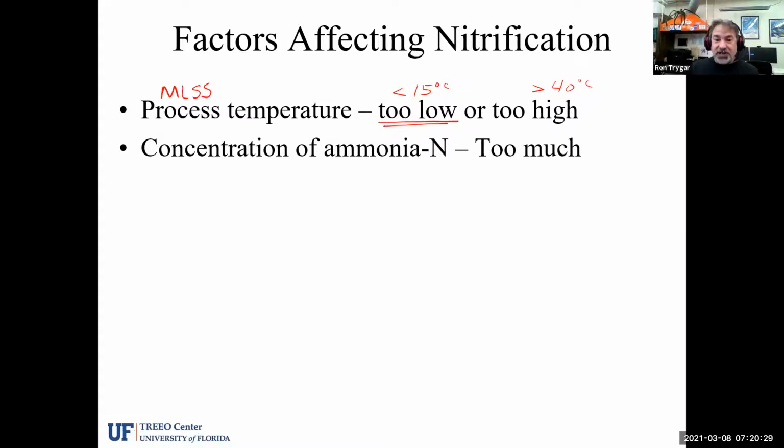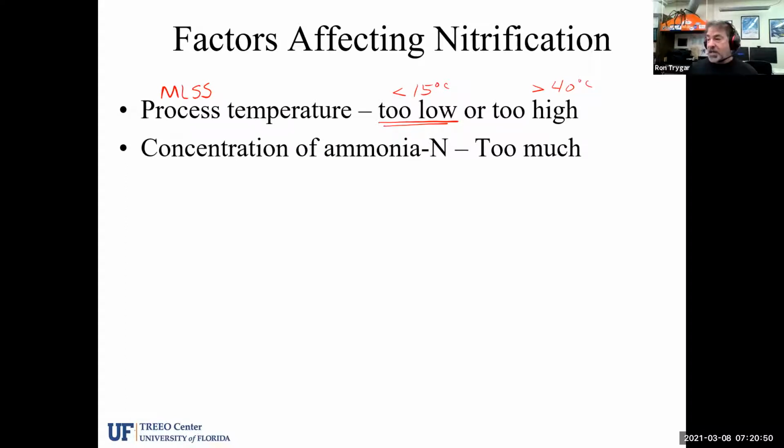The concentration of ammonia can actually be a problem. We can have too much ammonia coming into the plant. Now, slugs of ammonia are generally a problem. If the ammonia is constantly high, bacteria will acclimate to this. There are a lot of different species. But if we have slugs of ammonia that come in that are too high from time to time, that can be a problem.